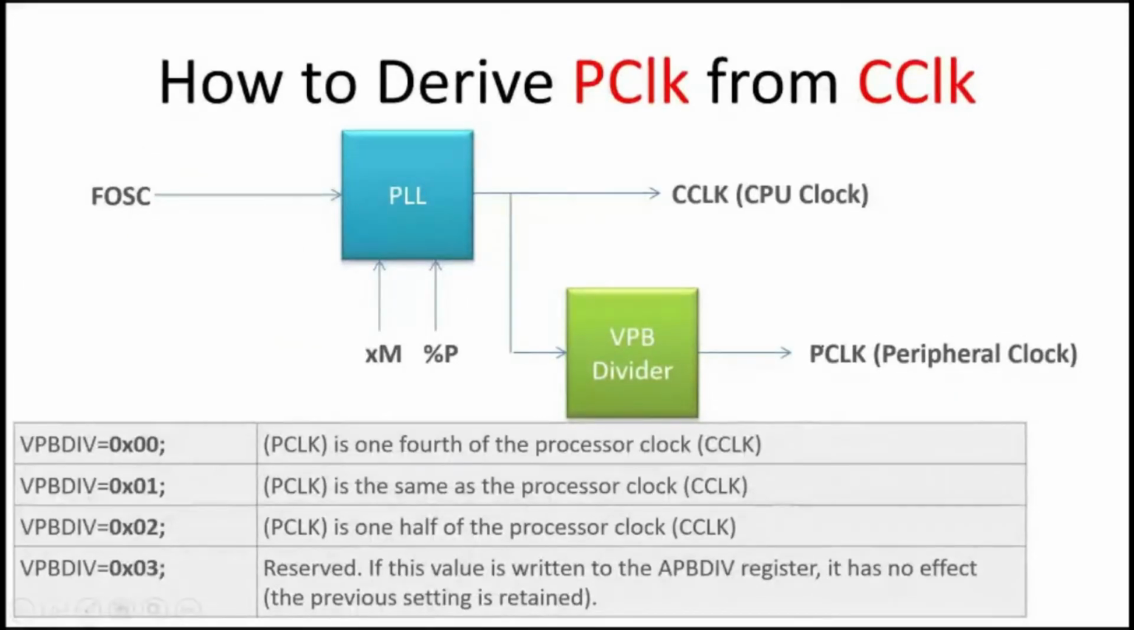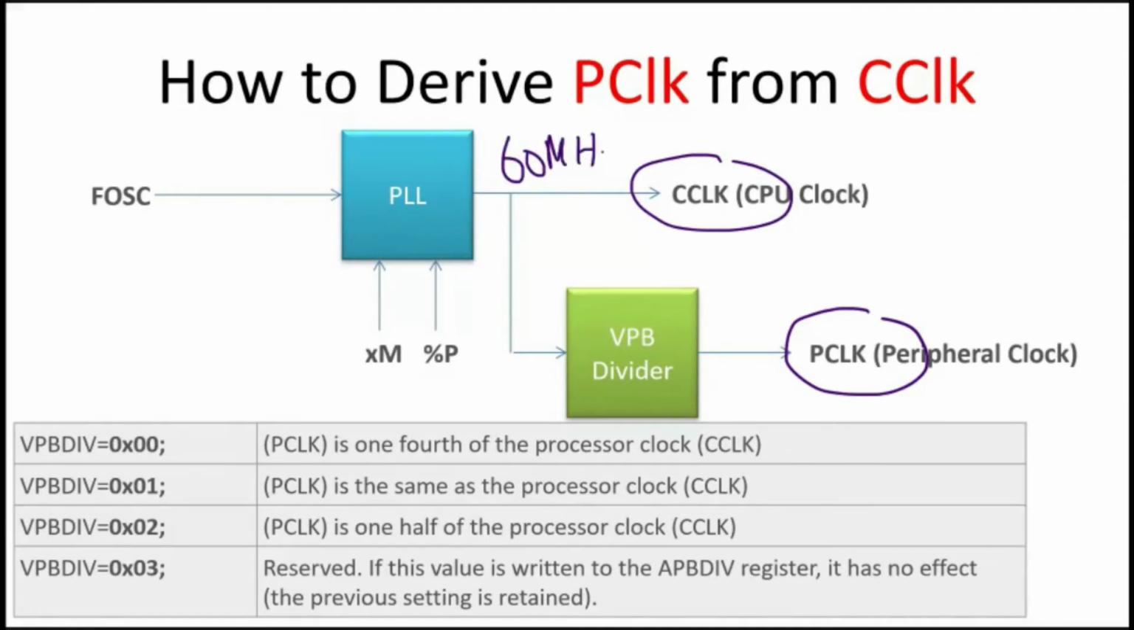Last but not least, how do you derive your peripheral clock from the CPU clock? The CPU clock is the clock output of your PLL, which is coming at 60 MHz. How do you want your peripheral clock from the CPU clock? Okay, so these are the four possible options. The VLSI peripheral bus divider is another SFR that you can put four possible combinations in. If you put the VLSI peripheral bus divider as 00, your P clock is equal to 1/4 of your CPU clock.